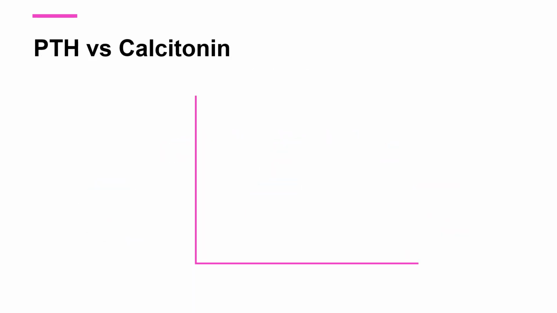I always like to include a graph comparing the actions of parathyroid hormone and calcitonin, so let's go ahead and do that now. Over here on the left, we're going to have our blood calcium levels, and because they're going to change over the course of the day, down here at the bottom, we're going to include time.